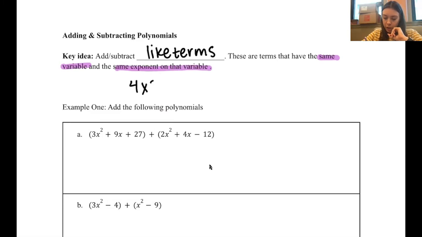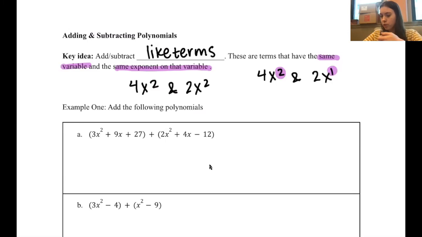4x squared and 2x squared are like terms because they both have an x and that x is squared. But 4x squared and 2x are not like terms because their exponents are different. One has an exponent of 2 and one has an exponent of 1. So you cannot combine those. So I'm going to just X these out.